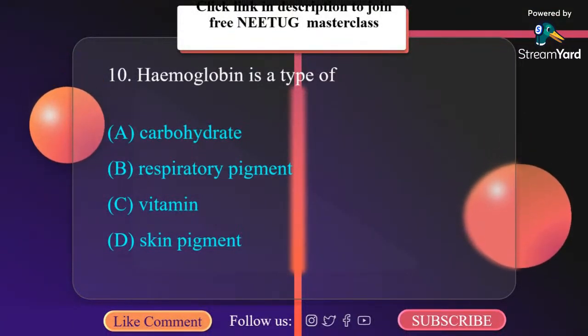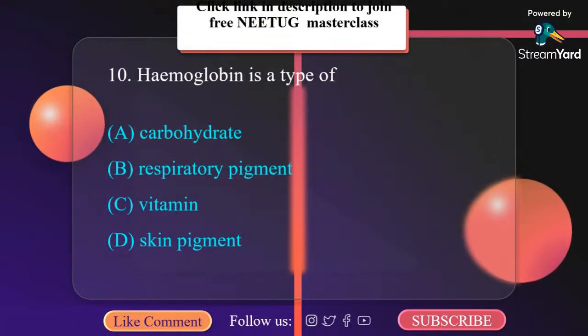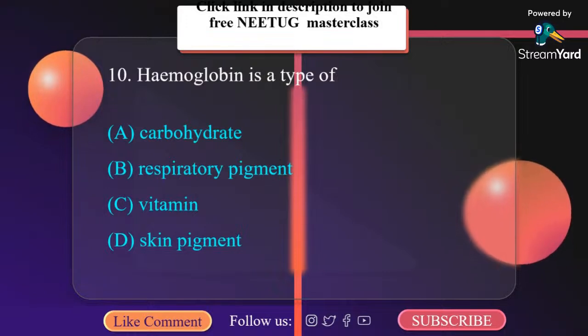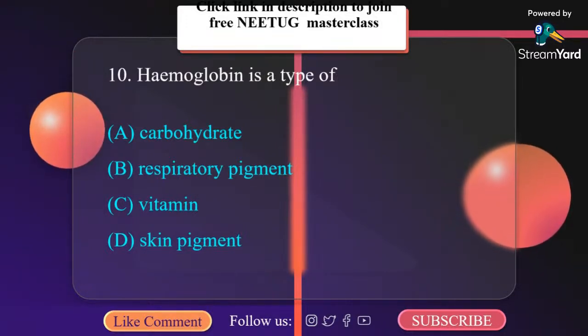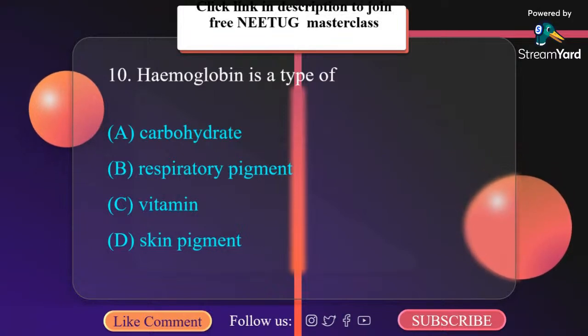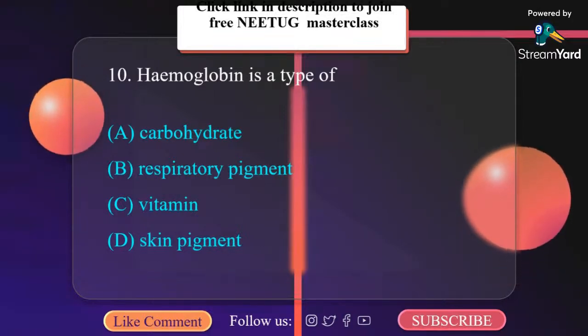Hemoglobin is a type of respiratory pigment.